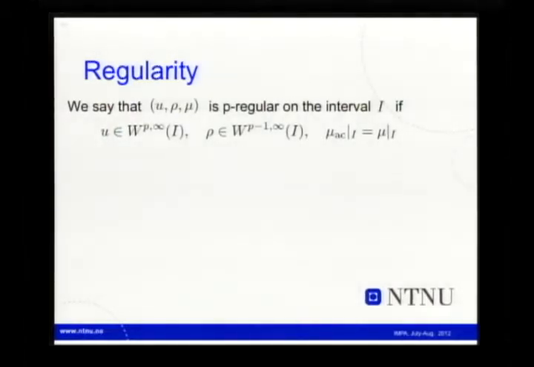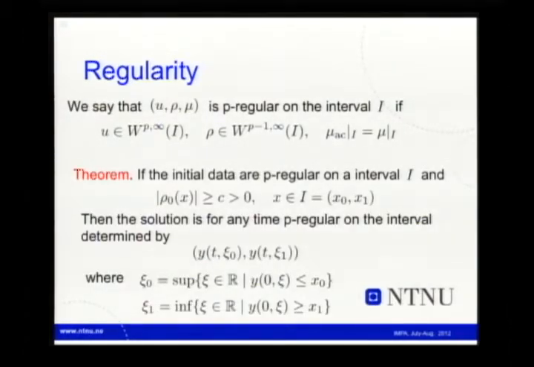So if you have u, rho, and the measure, we say that it's p-regular on an interval if u satisfies this, rho satisfies this, and the measure is absolutely continuous on this interval. So there are no deltas hidden there. Then the theorem says that if we start initially with a density that is non-zero on an interval, and the initial data are p-regular, then the solution will remain p-regular on the interval determined by the characteristics. There will be no nasty things going on within this interval, and it will remain p-regular. And this is certainly not true if you remove the rho.